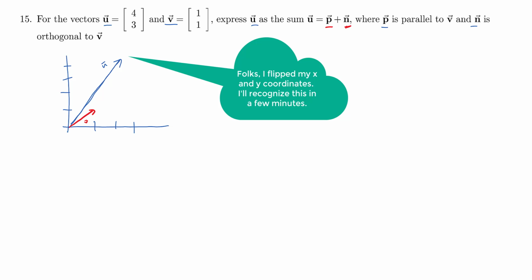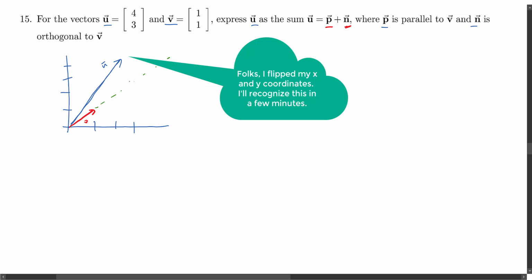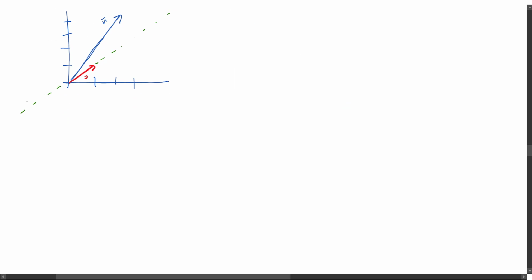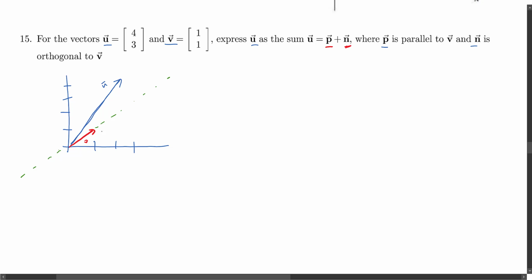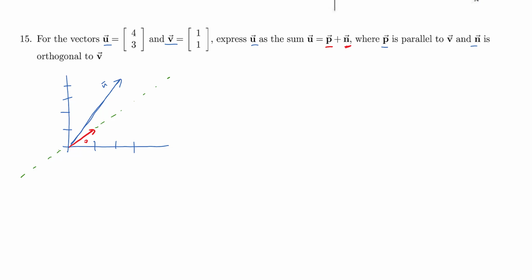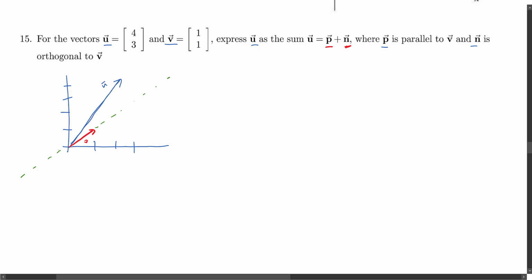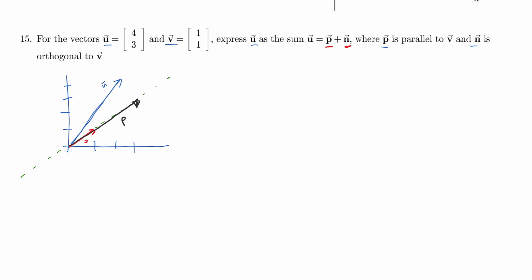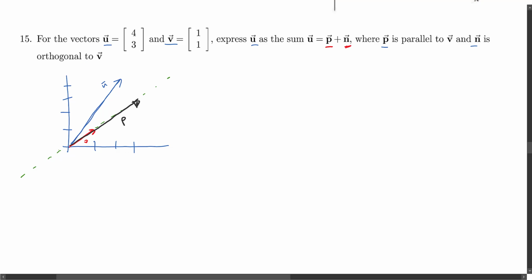So let's just extend v out, the line that is vector v, or that passes through vector v, and we can see what we want then. This is going to be our vector parallel. I'm going to draw it in black here. This is going to be our parallel vector that we want. And oops, I kind of went a little too far. Let me try that again. This is going to be our parallel vector, p, and then we want some other vector, n, which is orthogonal to the original vector v, that original red vector.